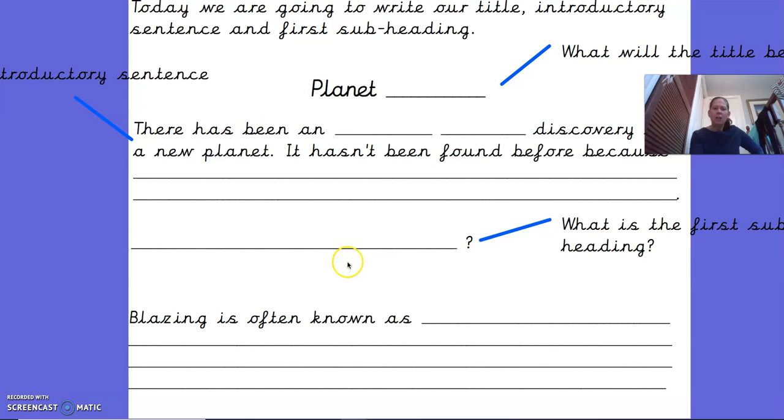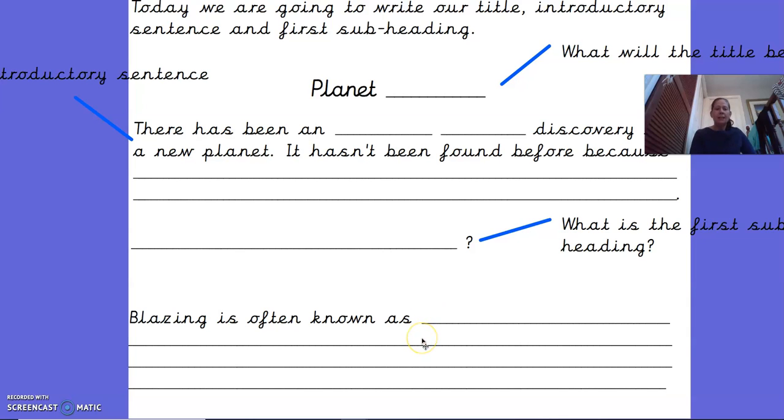Then we've got our first subheading. So remember when we write our subheading, we go to the beginning of the line. Our first subheading is, what does it look like? And then you will underline that again with a ruler. So what does it look like? Underline that with a ruler. Then I have put, blazing is often known as, and again, I will go back to my information from before, and it talked about it being the fire planet.